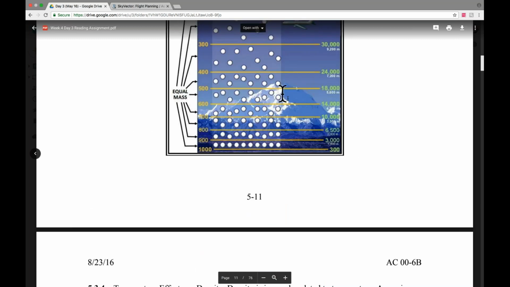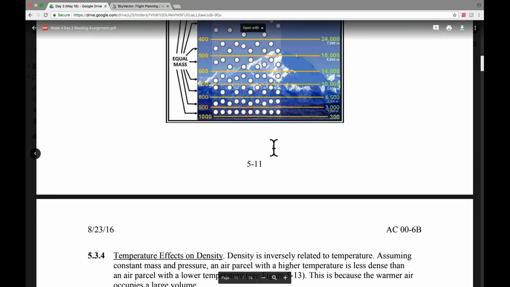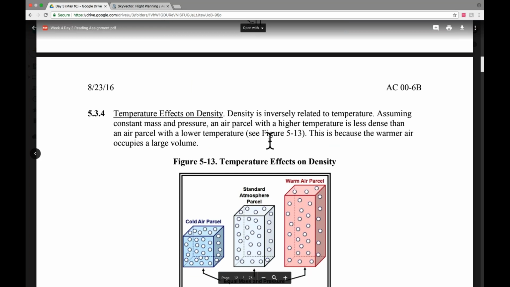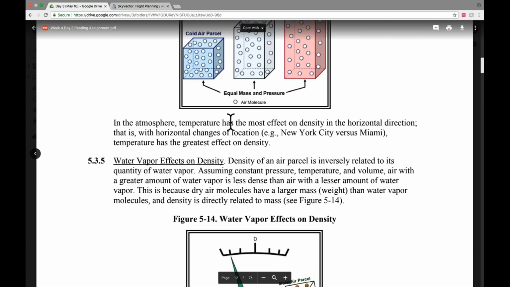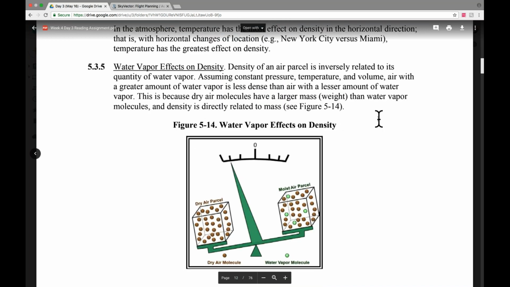So it's very similar to what we're seeing here. We have the same issue with temperature. Temperature basically will increase the volume of air. So you see an expansion rather than a contraction the warmer it gets. In the atmosphere, temperature has the most effect on density in the horizontal. So pressure, we see the difference in the vertical. Temperature, we see the effects in the horizontal plane. So there you go. There's the differences.